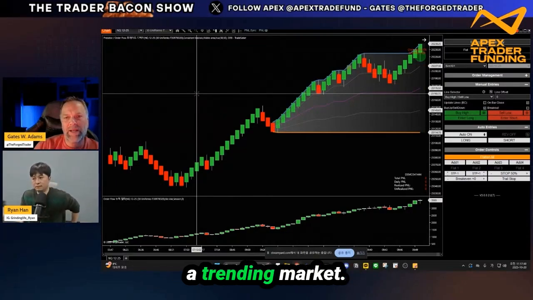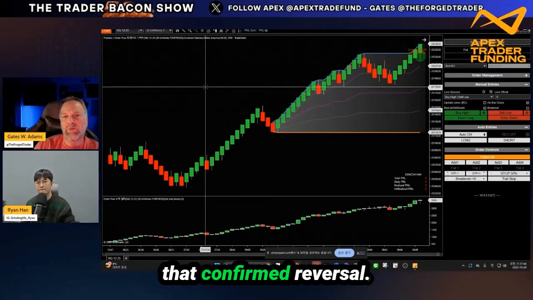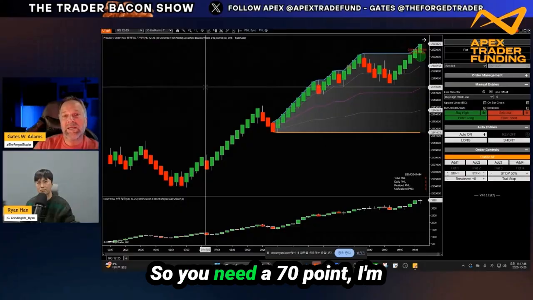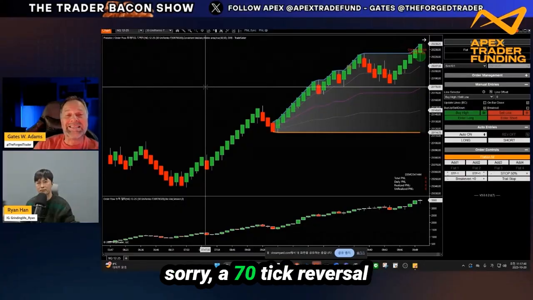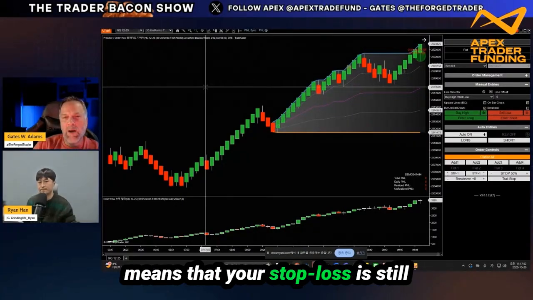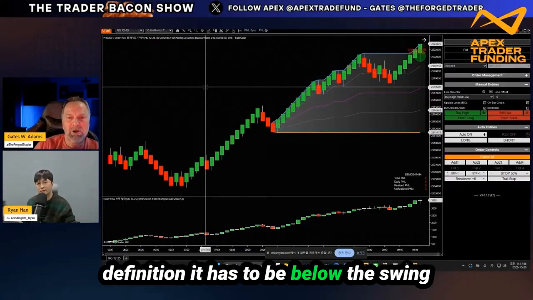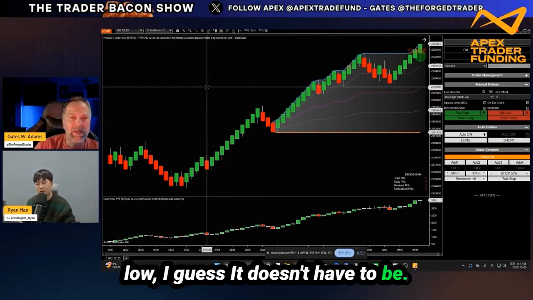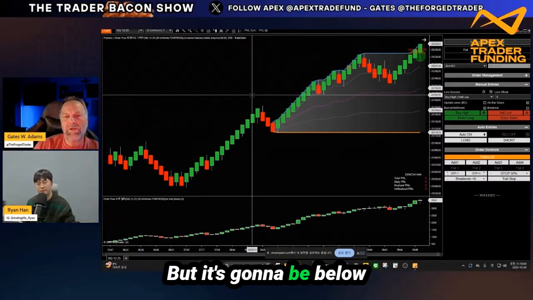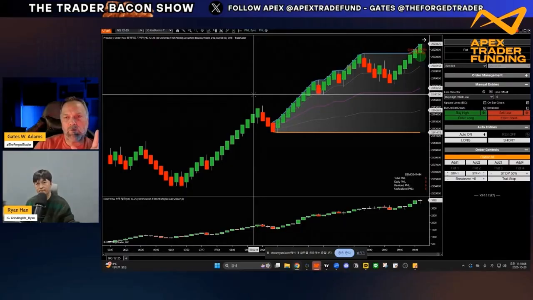So you're looking for a trending market, you're looking for a pullback, and you're looking for that confirmed reversal. So you need a 70 tick reversal before you enter the trade, which means that your stop loss is still going to probably be below, I guess by definition, it has to be below the swing low. I guess it doesn't have to be. Yeah, that's right. But it's going to be below the swing low of that particular leg.